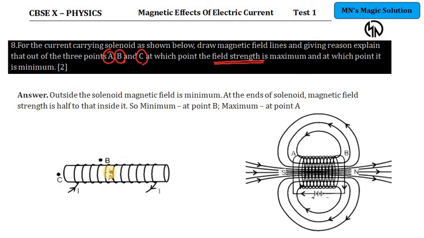You know that A is present inside the solenoid and inside the solenoid we have numerous parallel straight lines, magnetic field lines. So interior la pathina throughout it is uniform and also its degree of closeness is very high. So what does it mean? Magnetic field strength will also be very high at point A.